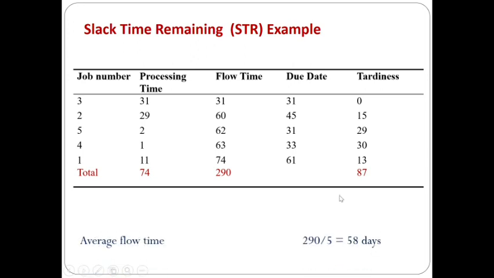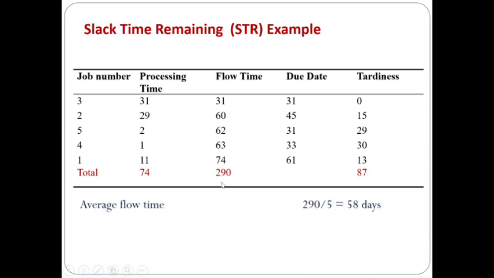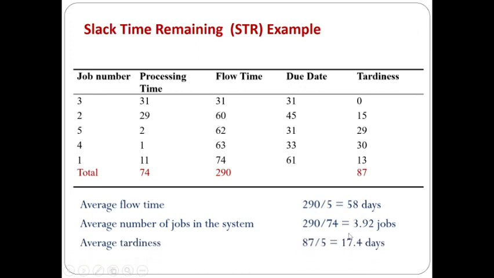Now we can have the average flow time as total flow time divided by number of jobs, 58 days. Average number of jobs in the system is 290 divided by 74, 3.92 jobs. Average tardiness, total tardiness by 5, 17.4 days. And the utilization is total processing time divided by total flow time, which is 25.52%. So this is how we have to calculate all these values by using the STR rule.